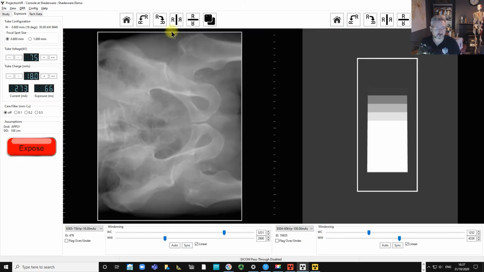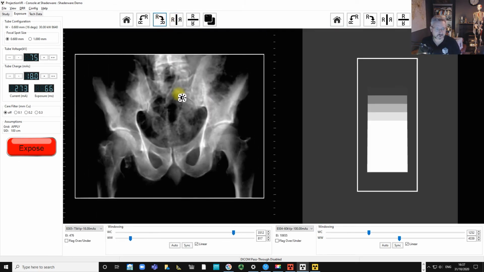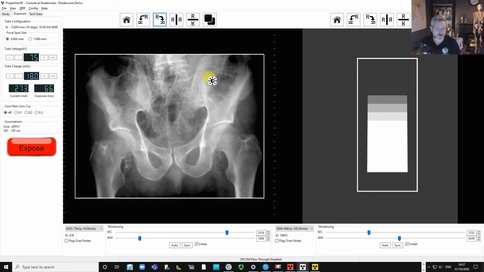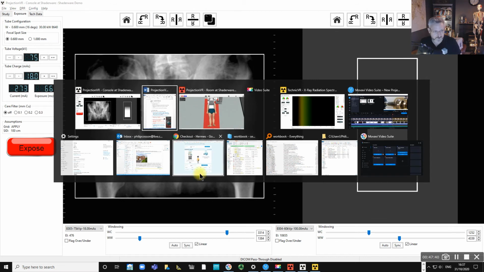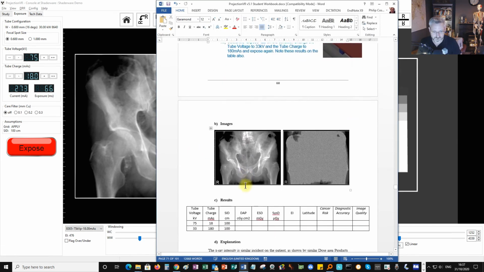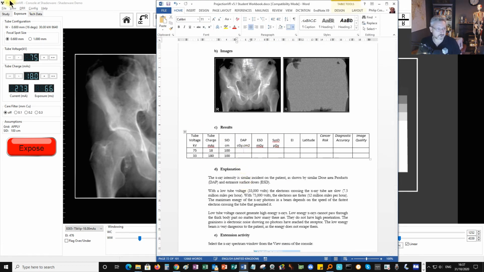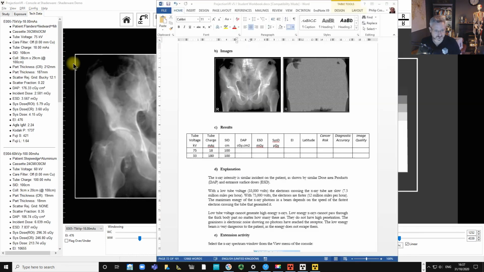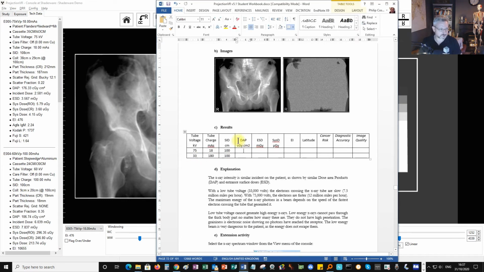I haven't put a marker on here. But there we go, so we've got an image there. Let's fill in the table. So what's it want? Go to the Tech Data tab, go back to the table. So it wants dose area product, which is 176.33. This is a large number because of the large collimation as well.